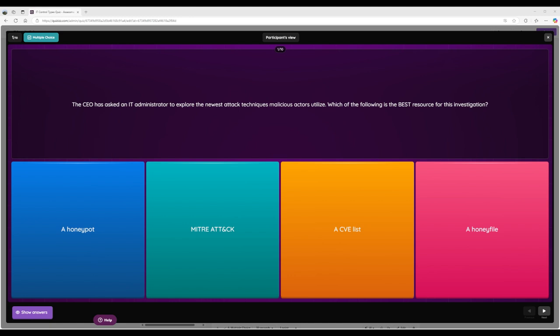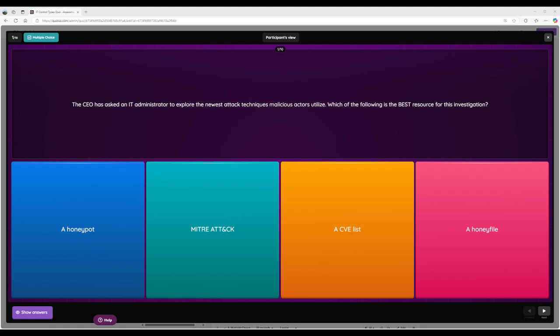Okay, so from this, if we read the question again, it says the CEO has asked an IT administrator to explore the newest attack techniques. So they want to know the attack technique. I can eliminate a honey file because it's just a file. The IT administrator is looking for a technique. And I can also eliminate a CVE list, because it's just common vulnerabilities and exposures. Now, it leaves us with a honeypot and MITRE ATT&CK.